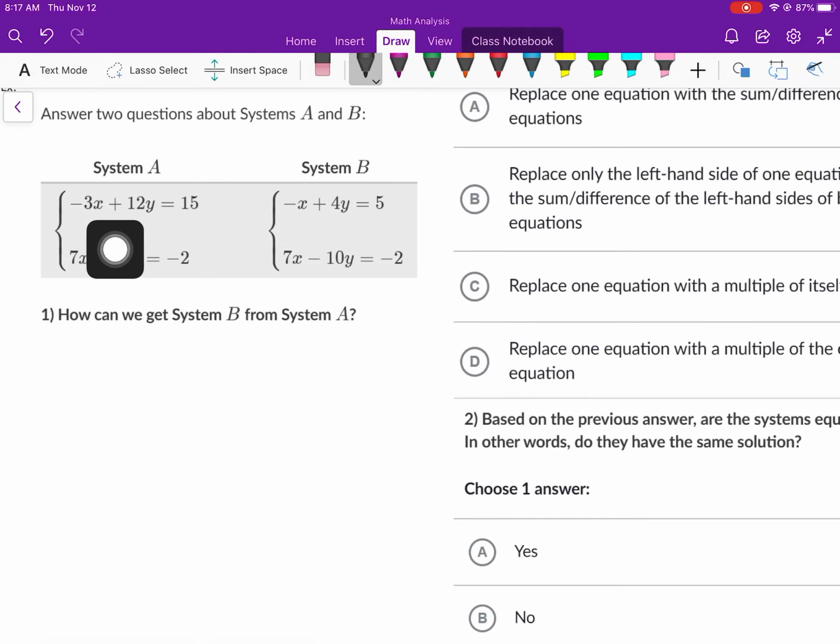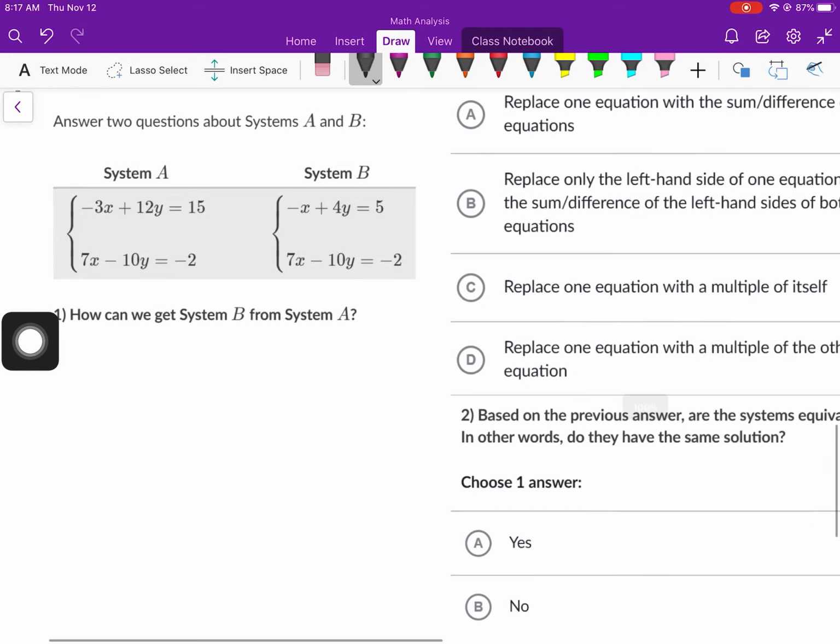Last one. So -3x plus 12y equals 15. And then -x plus 4y equals 5. That's not like they switched it out like we saw earlier there. But if you divide all three of these by 3, which is the same thing as multiplying by a third, you would get that. Which you could do, right? As long as you multiply everything by the same number, it's fine.